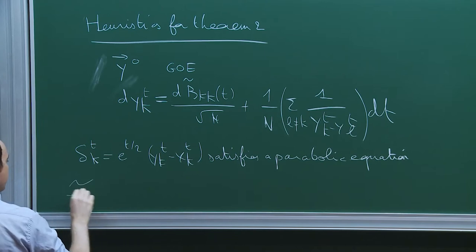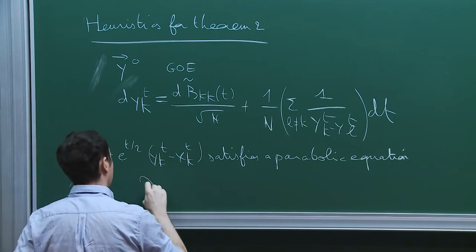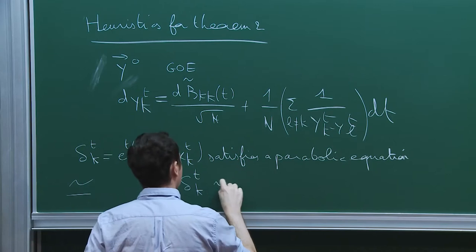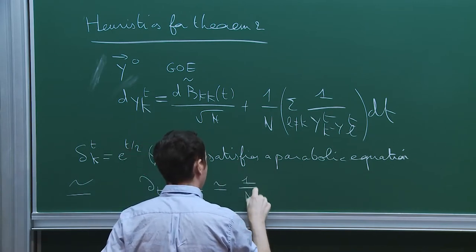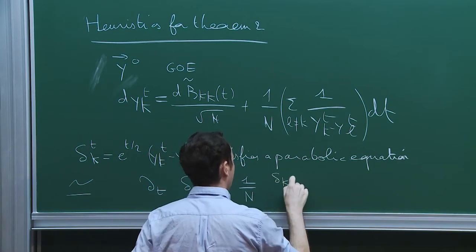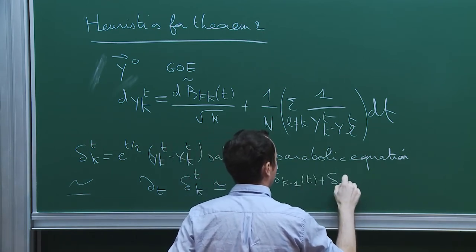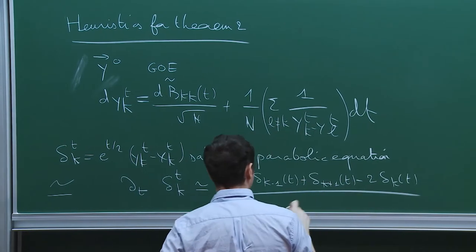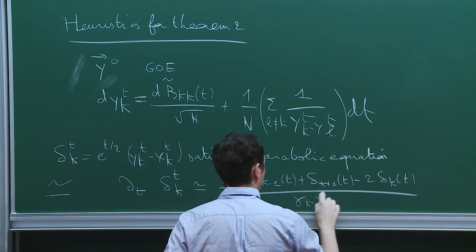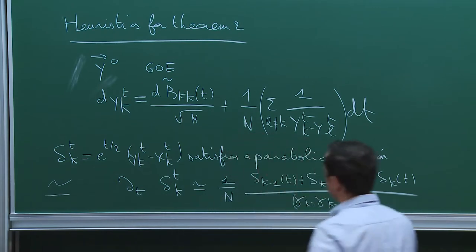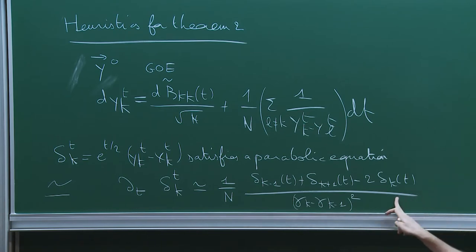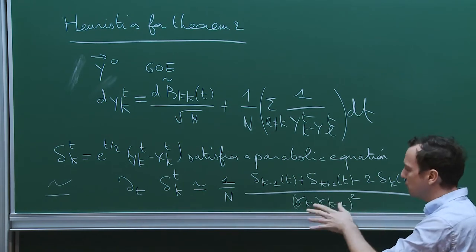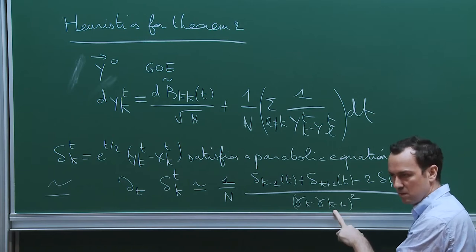Which behaves, qualitatively speaking, something like partial derivative in time of your delta kt is not too far from 1 over n times delta k minus 1 t plus delta k plus 1 minus 2 delta kt, divided by gamma k minus gamma k minus 1, say, square. So here I only keep the nearest neighbor interaction after my subtraction and the parabolic equation I obtain. And it's not too far from discrete Laplacian sped up by this length.